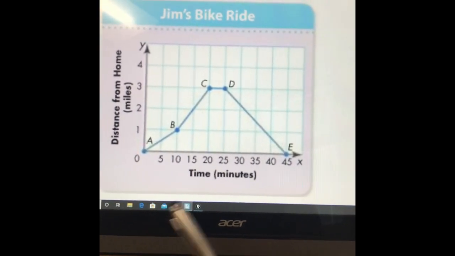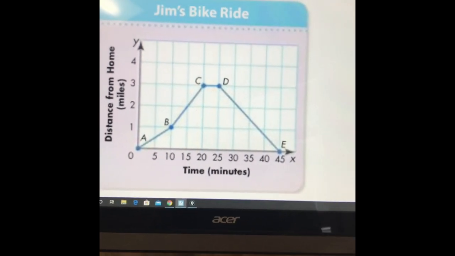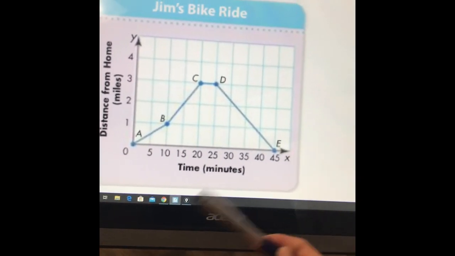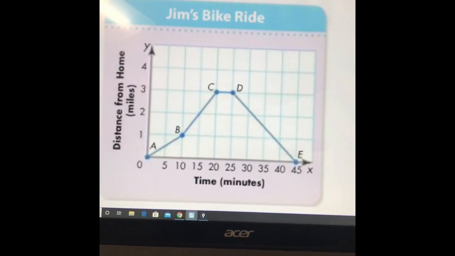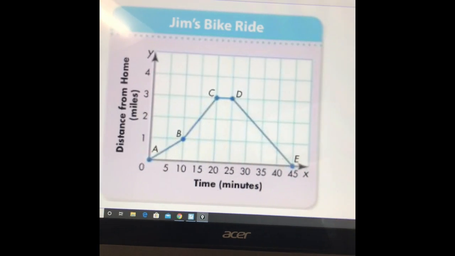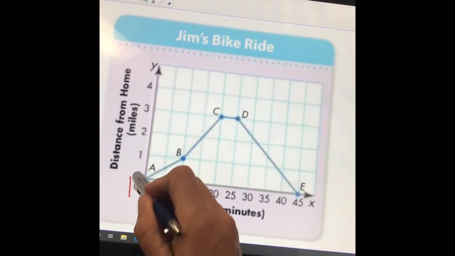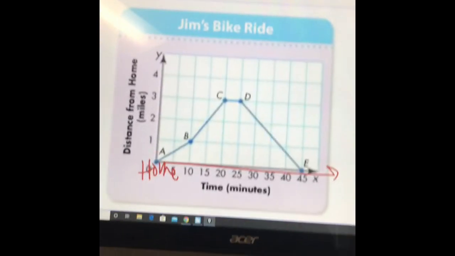All right, guys, example 2 today, Jim's bike ride. We have distance from home in miles, and we have time in minutes going across the bottom. Time cannot go backwards, remember. Time can only go forward. So here's what's happening. Jim is going to ride his bike from his house. This is going to represent home again. This whole line represents his house.